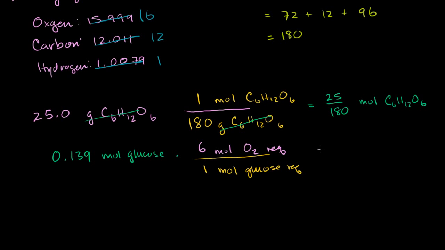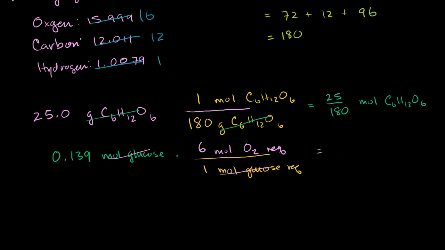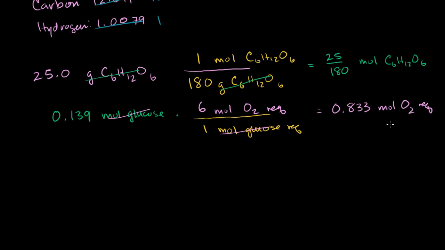And then what do we get here? Well, we have the moles of glucose canceling out with the moles of glucose. And then we multiply the 6 times 0.139. So let's just multiply this times 6, which is equal to 0.833. So we need 0.833 moles of oxygen required. Now, we're almost there. We know how many moles of oxygen are required, molecular oxygen. Now we just have to figure out how many grams that is.